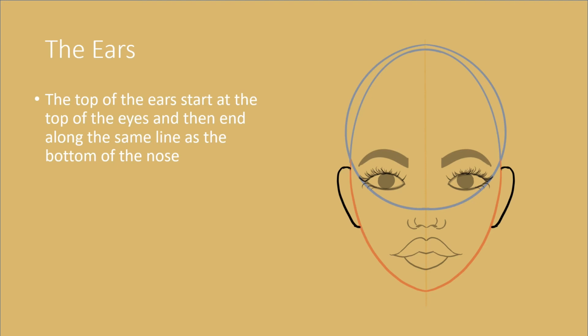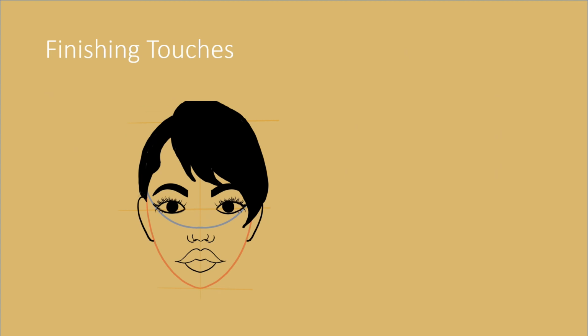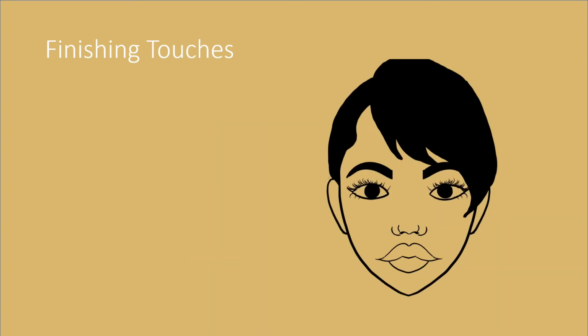And then you can finish out the head or the face by adding the ears. The top part of the ears tend to align with the top of the eyes, or a little bit above, or the base of the eyebrows. And then the bottom part of the ears align with the bottom of the nose. So here is just some finishing touches. I just added some hair just to give it more of a personal look. And then this is the finished product.